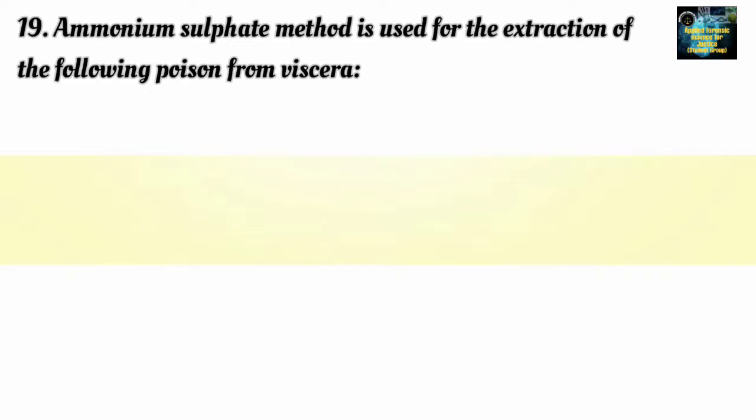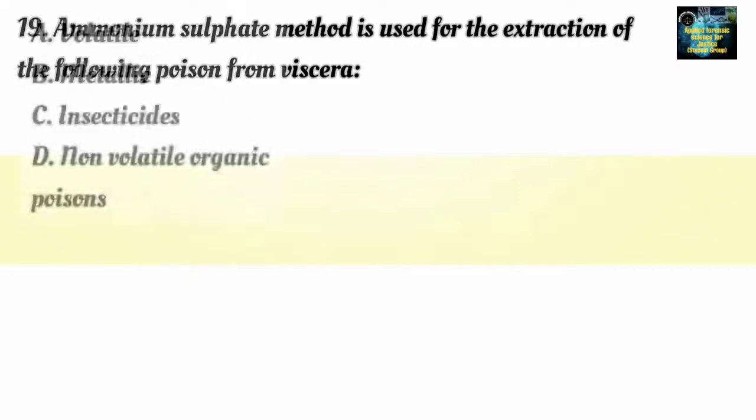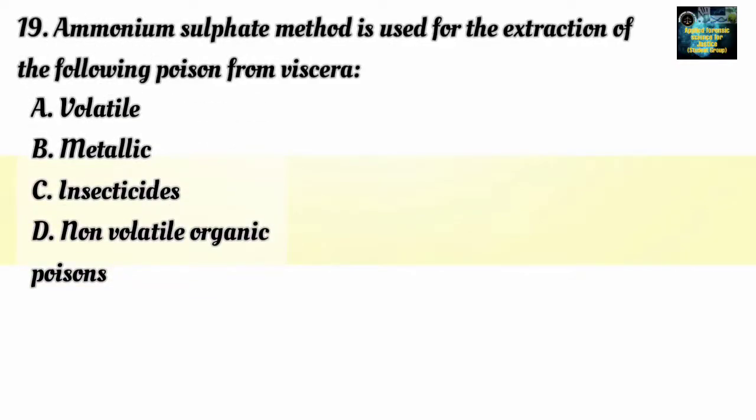Next, question number 19. Ammonium sulfate method is used for the extraction of following poison from viscera. Options A. Volatile, B. Metallic, C. Insecticides, D. Non-volatile organic poisons. Answer is option D. Non-volatile organic poisons.